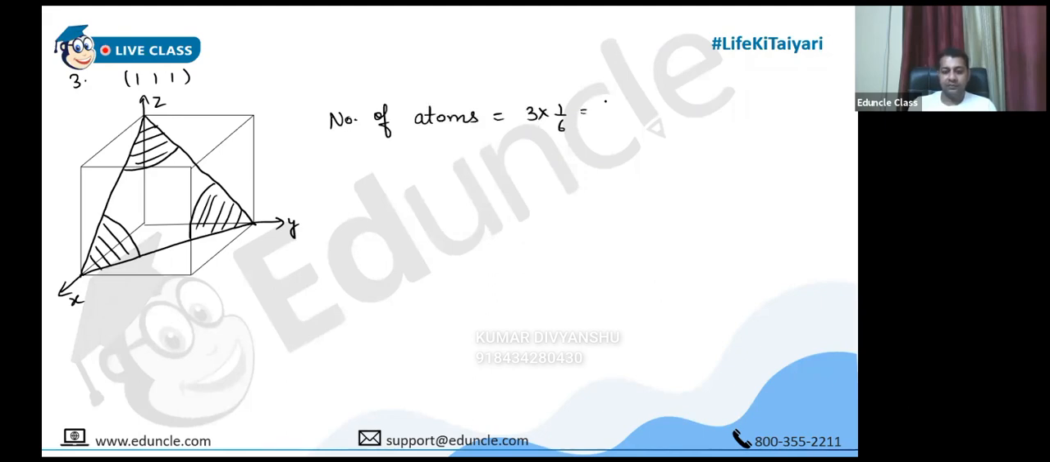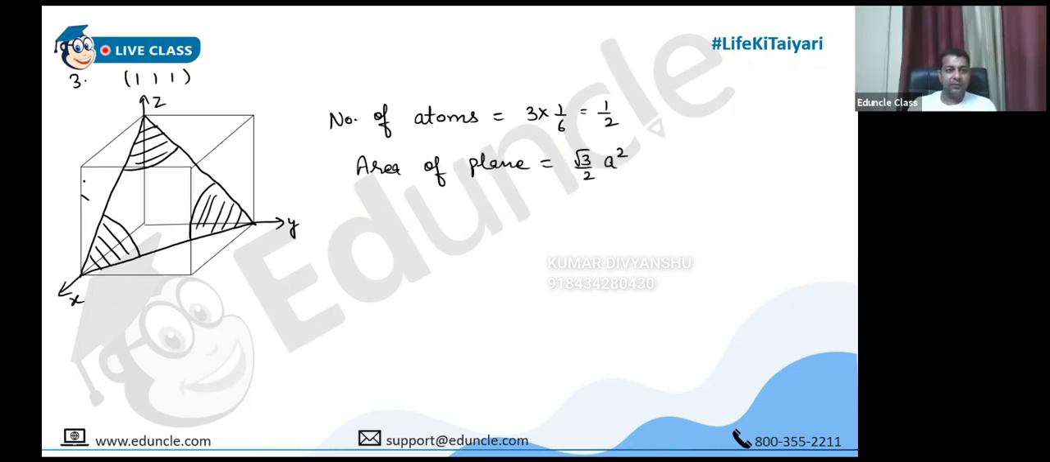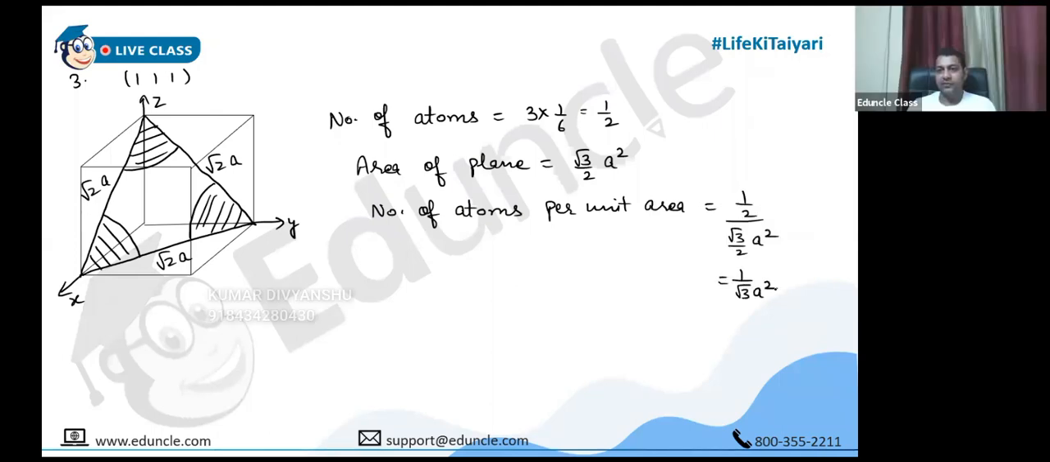So how many atoms? Half, 1 by 2. So area of plane, root 3 by 2 A square, because this was root 2A, root 2A, root 2A. And the number of atoms per unit area is 1 by root 3 by 2 A square. So in the packing fraction.